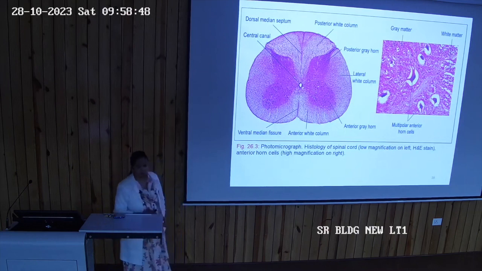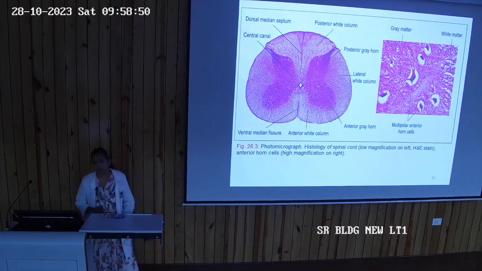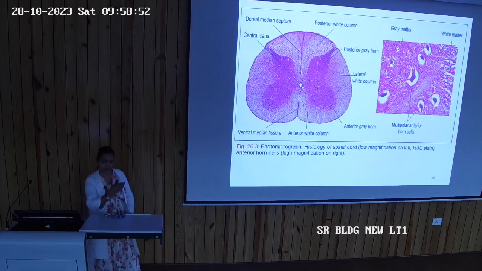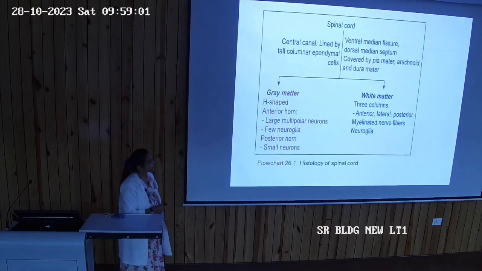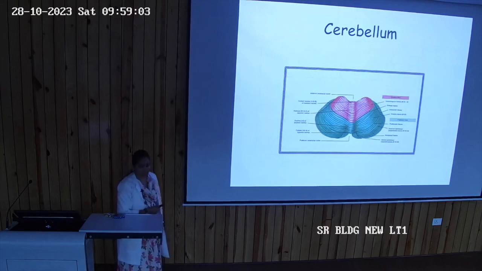And the columns, the white columns, we call them funiculus. So there are three columns divided by the fissures and the sulcus. We have anterior, lateral and posterior funiculus. The word funiculus is used for white column. Then we have cerebellum.